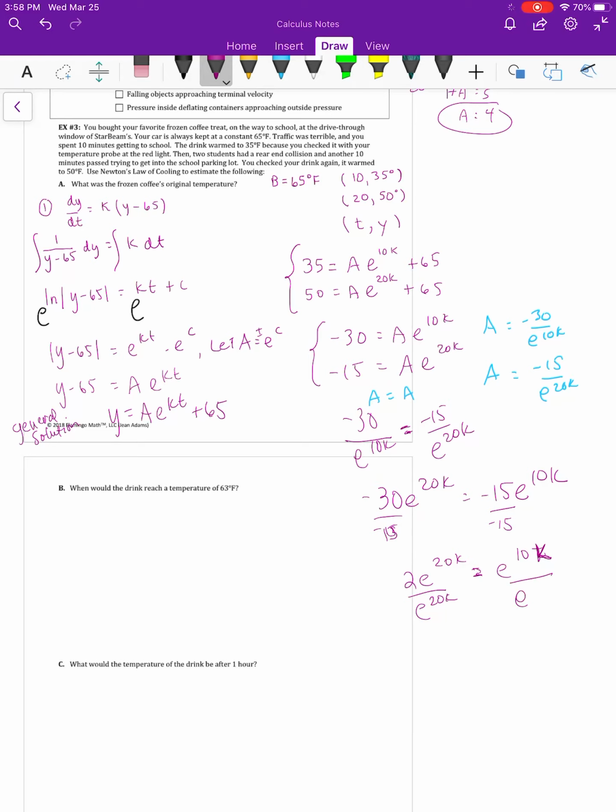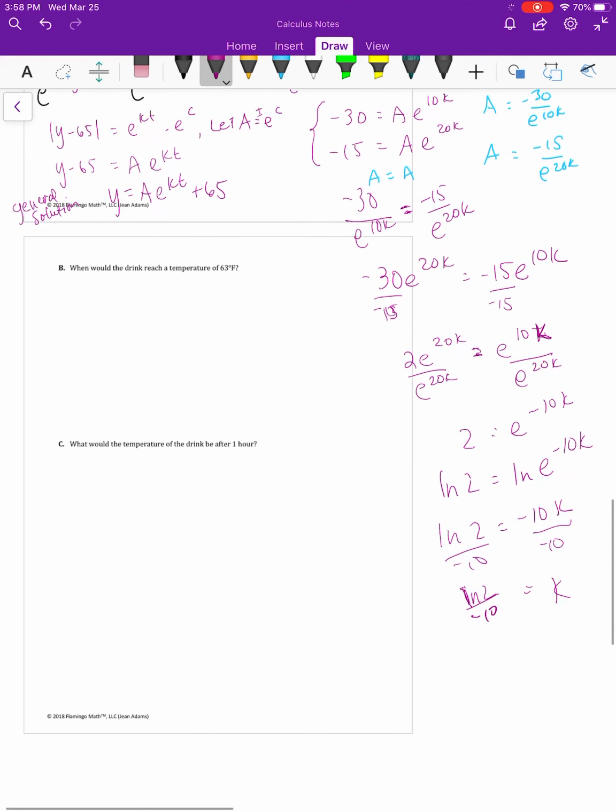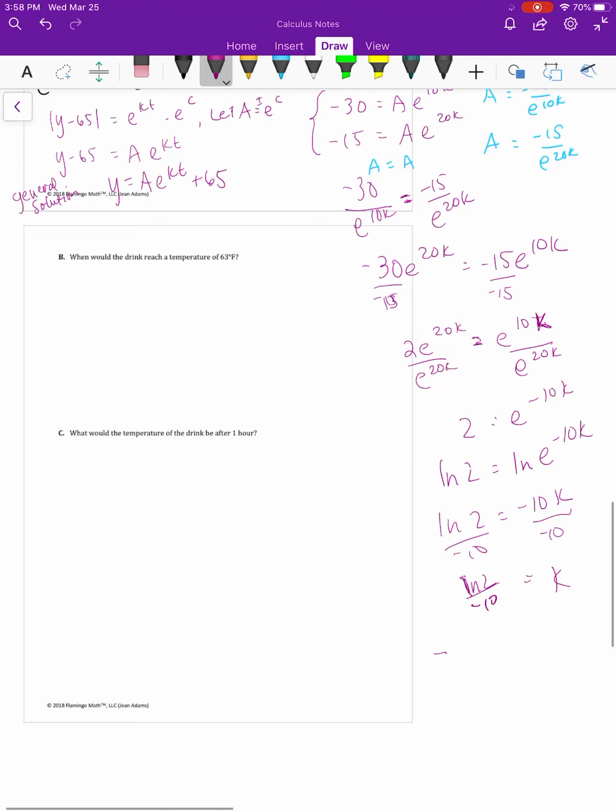And then, if I divide by e to the 20k on both sides, I get 2 is equal to e to the negative 10k. And I take natural log of both sides. I get natural log of 2 is equal to negative 10k, because I bring that down in front, times natural log of e, natural log of e is 1. Divide by negative 10 on both sides, my k, ln 2 over negative 10.